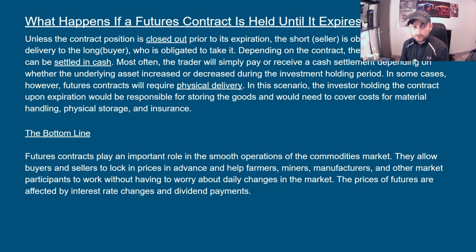So that's pretty much what futures are in a nutshell, but a lot of it doesn't really affect us. We just trade it like any other stock. You're just buying and you're selling, and that's all you need to know.